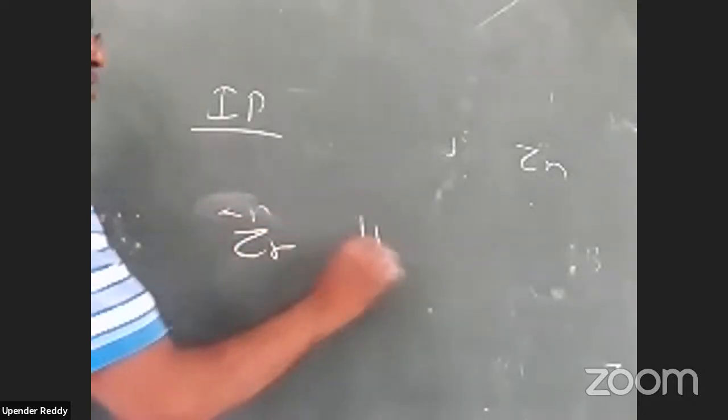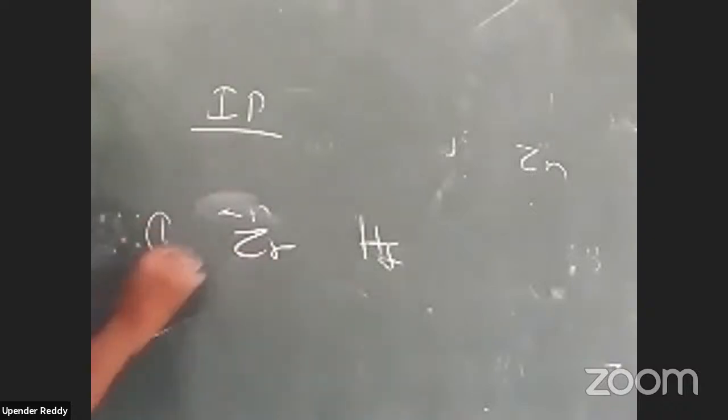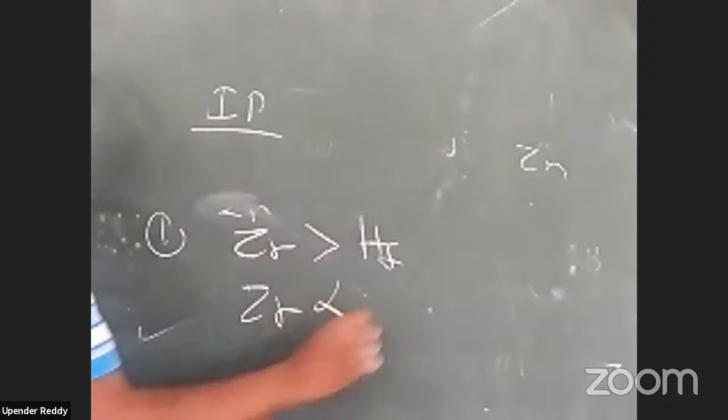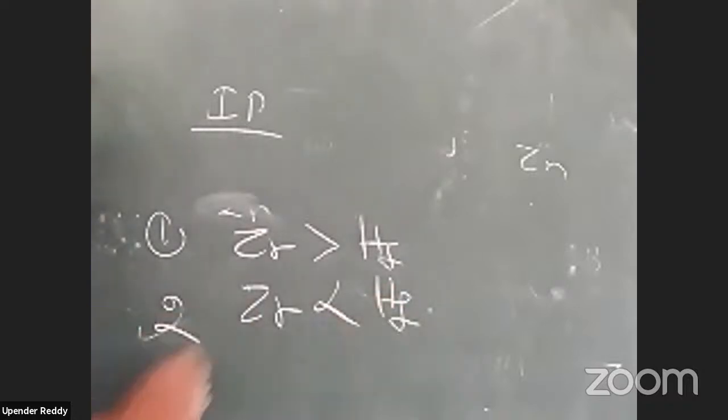So tell me: zirconium, hafnium, 1. Zirconium, hafnium, 2. Which is the correct answer? IP, ionization potential. According to your knowledge. Yeah, 2. 1. Anand Sagar, 1. Okay. 2. 2.